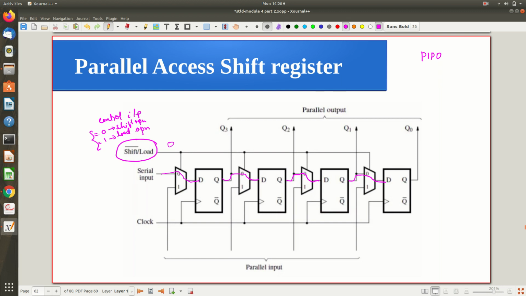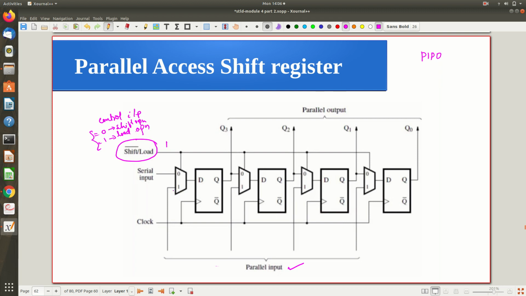Now let's see what will happen when the control input is, say, 1. 1 means I want to load the data. Load what kind of data? The external input, right? So the external input, that is parallel input, is fed like this. So these are all the parallel inputs, say the least significant bit or MSB, however you are interpreting the data. So the MSB bit and the LSB bit, like that.